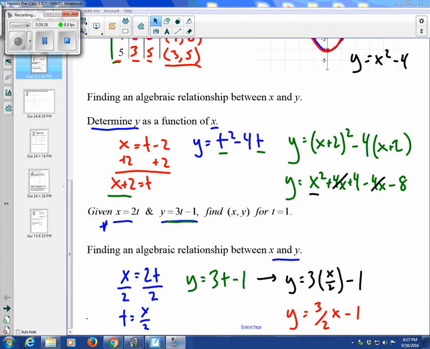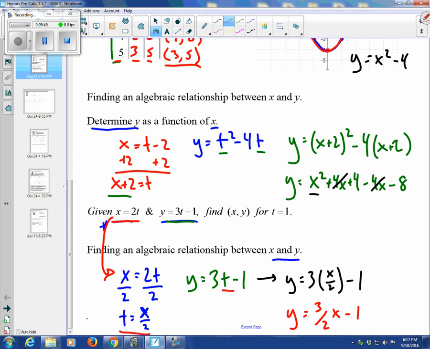All right, guys, so taking our parametric equation defining x, we can solve for t, which is going to give us t equals x over 2. And then we can take that t equals x over 2 and substitute it in for t in our y equation, which is going to give us 3 times x over 2 minus 1, which simplifies down to the linear function y equals 3/2 x minus 1.